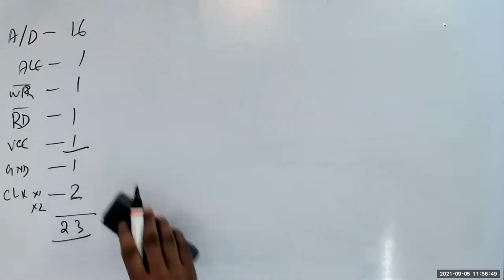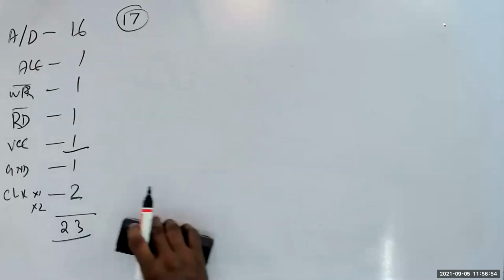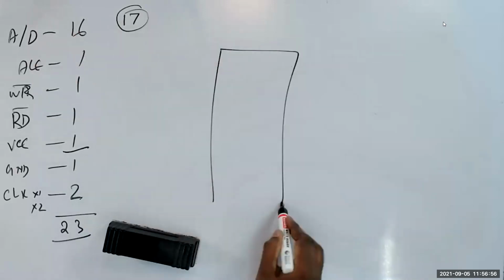That's the way you should discuss. What I'm trying to say is that I first try to understand all the 40 pins of the IC, what it does.